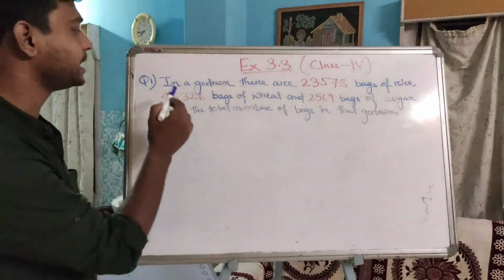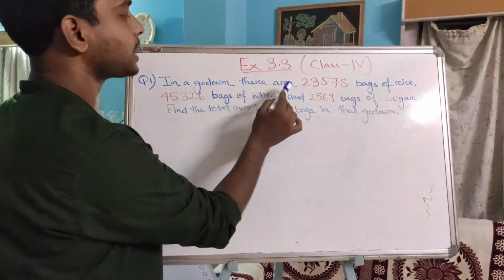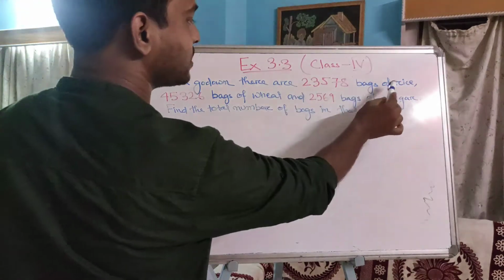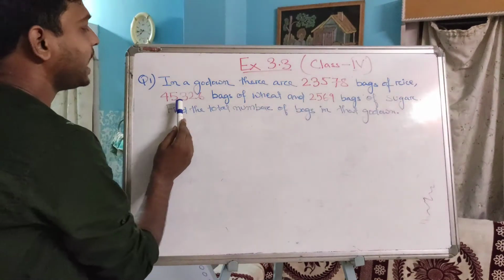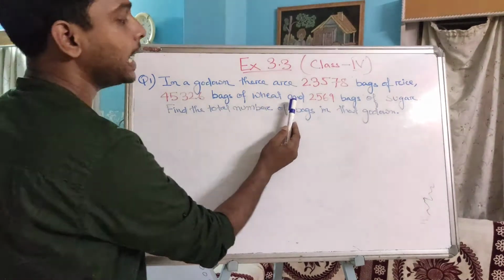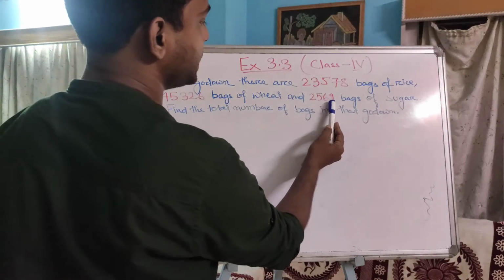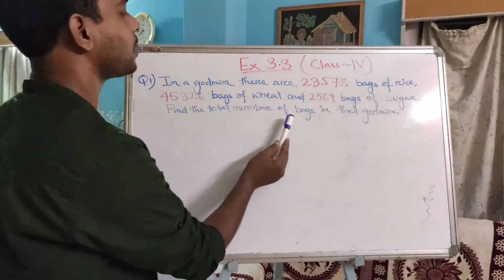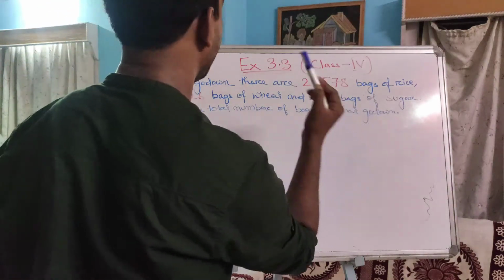So the question is, in a godown there are 23,578 bags of rice, 45,326 bags of wheat and 2,569 bags of sugar. Find the total number of bags in that godown.